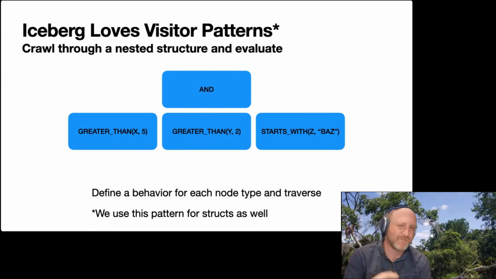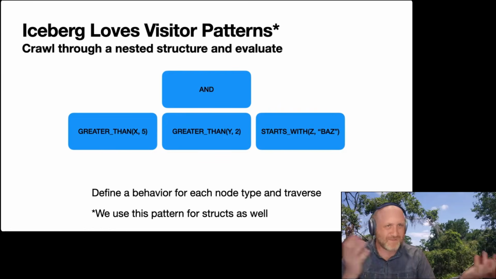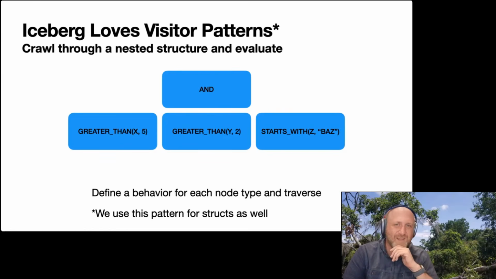We would then visit the first greater than, which would have a specific implementation to describe how you figure out whether x is greater than 5. You would then visit the greater than again, and then finally you'd visit a starts with, and you would go to the starts with implementation, which says I need to have some specific way to find z within this partition summary and evaluate it against Baz.